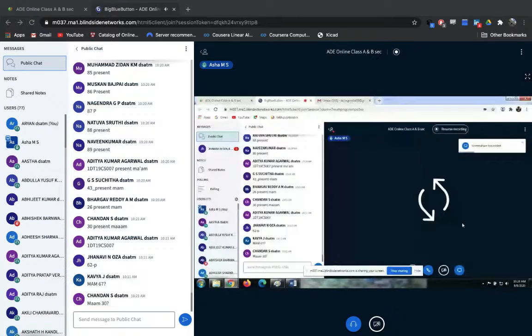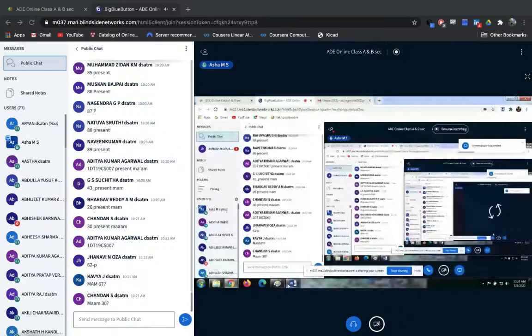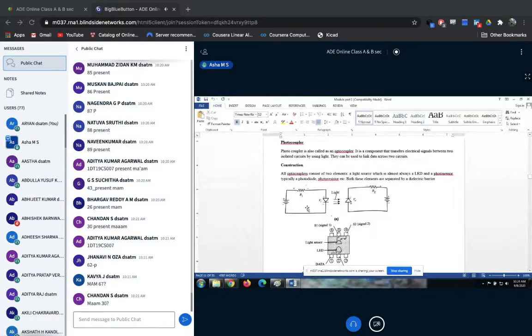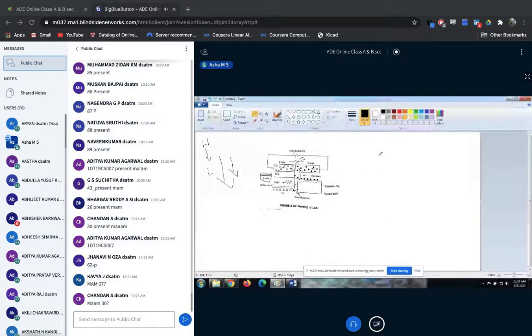Okay, so we are continuing with the photocoupler, optocoupler. What are the things we have seen? Photodiode. In a photodiode, what happens? Oh yeah, sorry guys, I forgot to tell you the symbol of LED. Let me come to that. In a photodiode, light energy is the input and electrical energy is the output. In an LED, electrical energy is the input and light energy is the output.